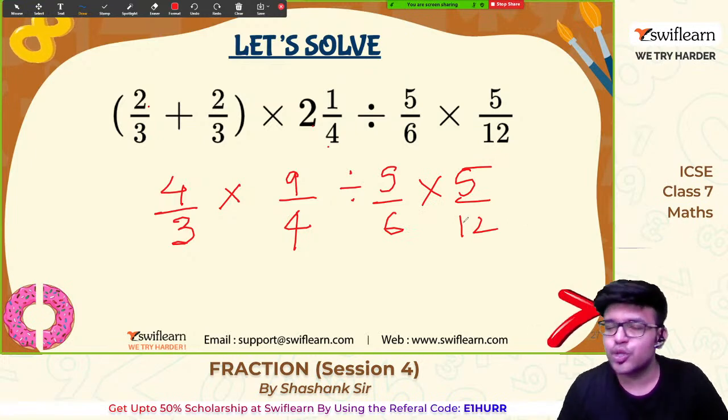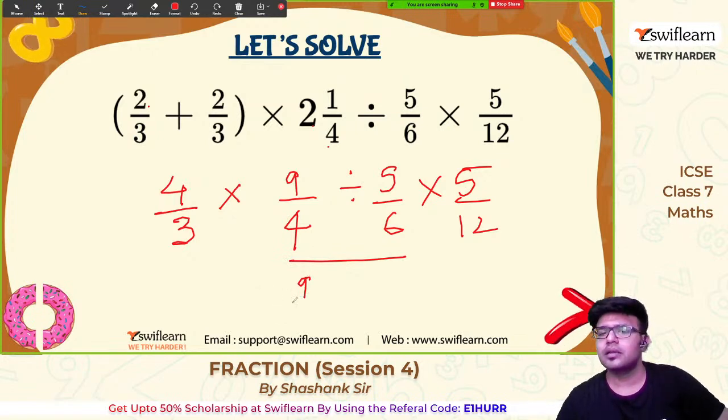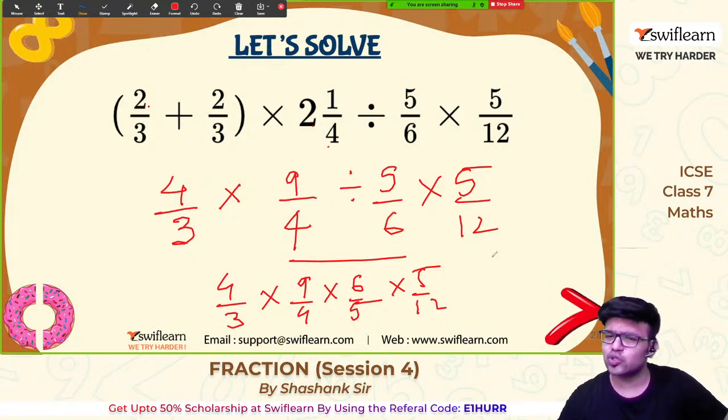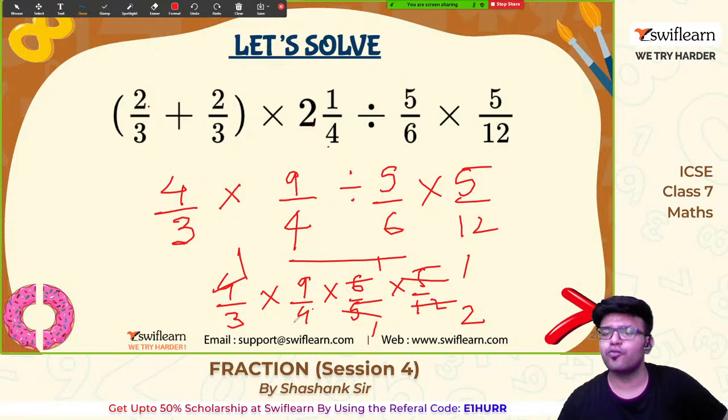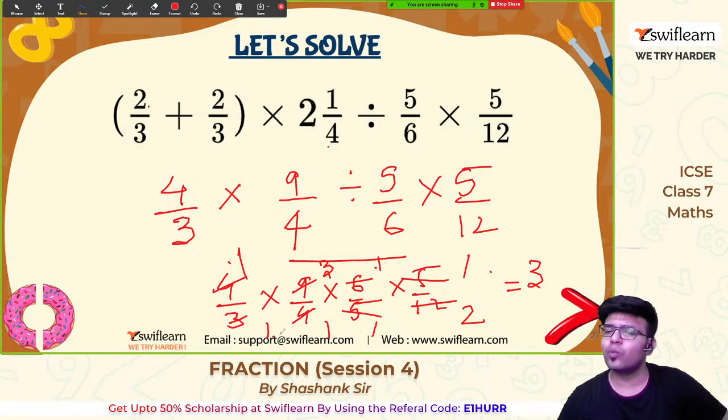Now, the next thing which you need to solve is the division part. Solve this, guys. 9 by 4 into 6 by 5 into 5 by 12 into 4 by 3. See, all of them are multiplication. You can solve it. 5 ones are 5, 5 ones are 5, 6 ones are 6, 6 twos are 12, 4 ones are 4, 4 ones are 4, 3 ones are 3, 3 threes are 9. So in the numerator we have 1 into 3 into 1 into 1, which is 3. In the denominator we have 1 into 1 into 1 into 2, which is 3 by 2.